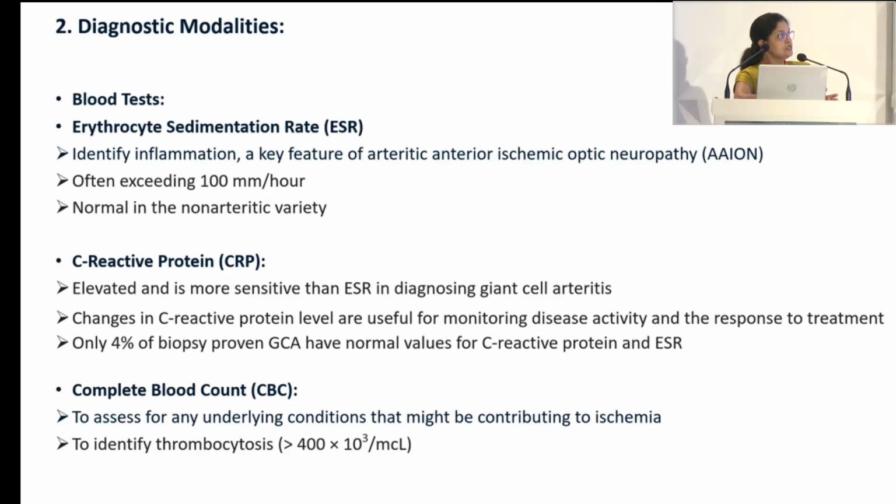Usually it exceeds 100 millimeters per hour. It is usually normal in the non-arteritic type. C-reactive protein is elevated and more sensitive than the ESR in diagnosing giant cell arteritis. The changes in C-reactive protein levels are useful for monitoring the disease activity as well as the response to the treatment. Only 4% of biopsy-proven giant cell arteritis have normal values of C-reactive protein and ESR.